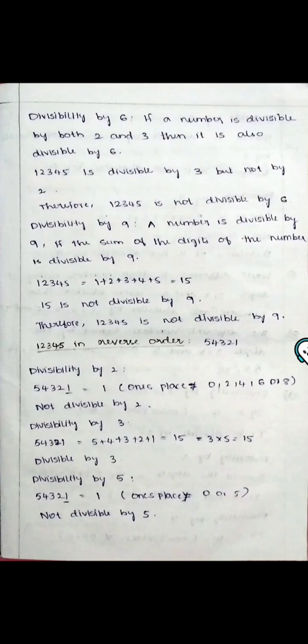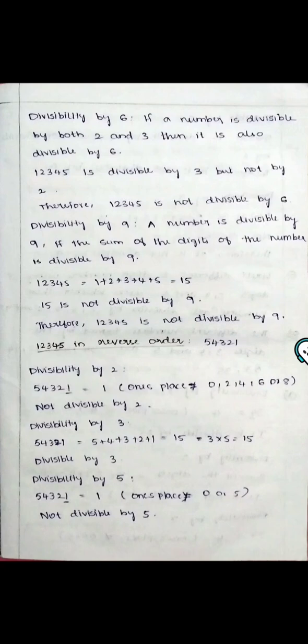So in the question they have asked to check in the reverse order. What is the reverse order of 12345? It is 54321. Divisibility by 2, if we check, the number is ending with 1 and the ones place digit is not falling under 0, 2, 4, 6 or 8. So it is not divisible by 2.